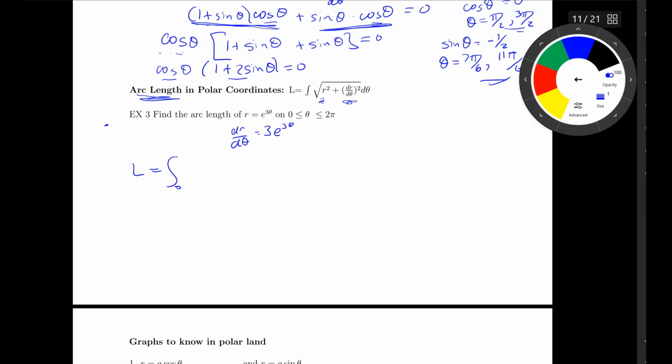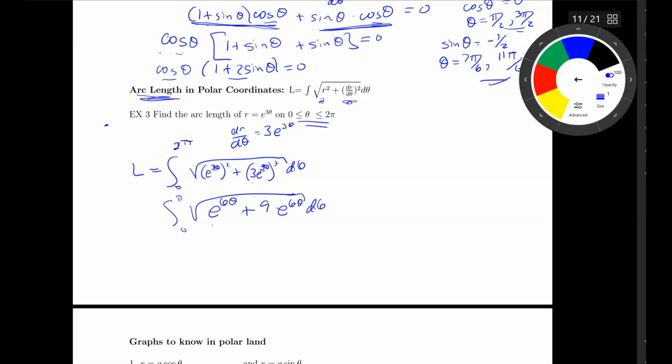So for the arc length, you'll always be given where you want to find the arc length from and to. And I'm going to have the square root of r squared, so e to the 3 theta squared, plus 3e to the 3 theta squared d theta. Let's be careful that we work the exponents correctly. You multiply these two, so I get e to the 6 theta, and I square the 3, so you get 9, and I multiply the 3 theta and the 2, so I get e to the 6 theta. Okay, so these are like terms. So I get 10 e to the 6 theta.